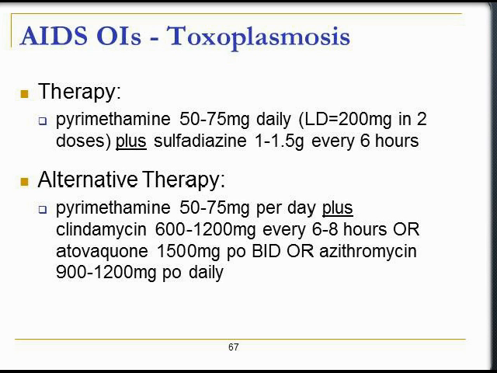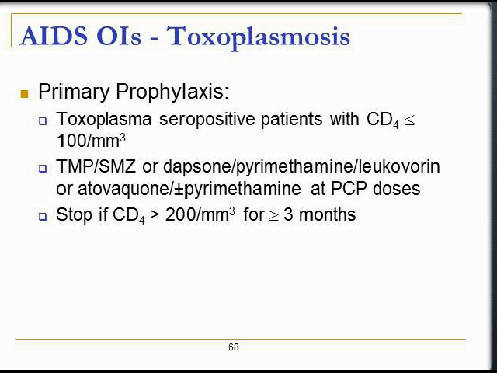Toxoplasmosis, last opportunistic infection, starts on page 67. I don't have a case for it, but there's information there that you can read through just as a refresher. Recommended therapy is pyrimethamine plus sulfadiazine, but for those patients who might have a sulfa allergy, you can use pyrimethamine plus clindamycin, or pyrimethamine plus atovaquone, or pyrimethamine plus azithromycin. So one of those options with pyrimethamine.